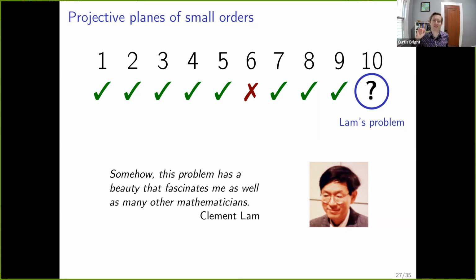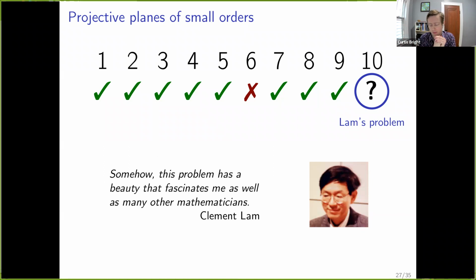Okay, so let's come to Lam's problem now. The projective plane of order 10. Does it exist or not? Now, this was open for many, many years, a very famous problem, and nobody could find an example. It's not a prime power, but that doesn't prove there isn't a projective plane of that order. No one could come up with a reason why it shouldn't exist. So some people thought it would.